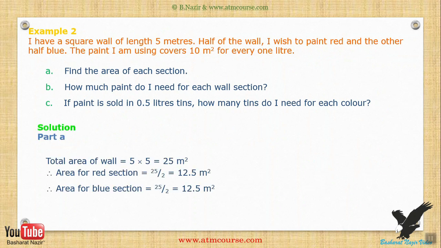Solution Part A. Total area of wall equals 5 multiplied by 5 equals 25 meters squared. Therefore, area for red section equals 25 divided by 2 equals 12.5 meters squared. Therefore, area for blue section equals 25 divided by 2 equals 12.5 meters squared.